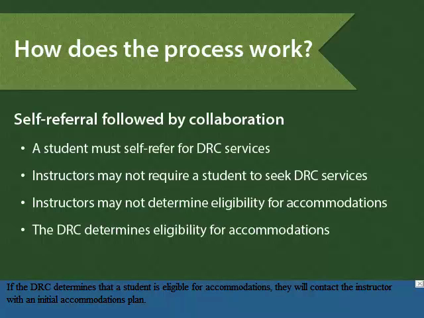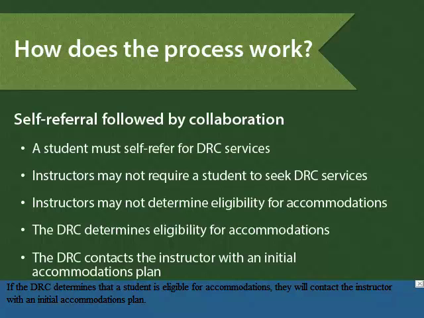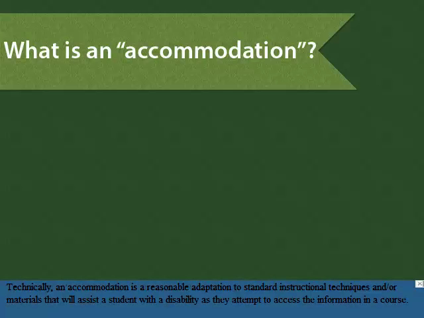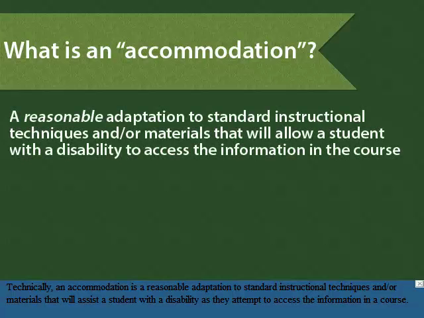If the DRC determines that a student is eligible for accommodations, they will contact the instructor with an initial accommodations plan. This brings up the question of what an accommodation actually is. Technically, an accommodation is a reasonable adaptation to standard instructional techniques and/or materials that will assist a student with a disability as they attempt to access the information in a course.